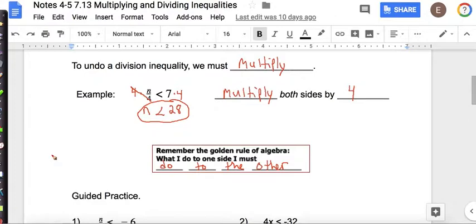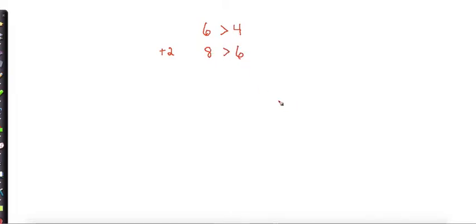Now, this next part is not going to be in your notes, but I'm going to do a quick demonstration to explain one of the rules that you have to remember when you're solving a multiplication or division inequality. So just follow along here. 6 is greater than 4. Is that true? It most certainly is. So let's add 2 to both sides. 6 plus 2 is 8, and 4 plus 2 is 6. Is that true? It sure is.